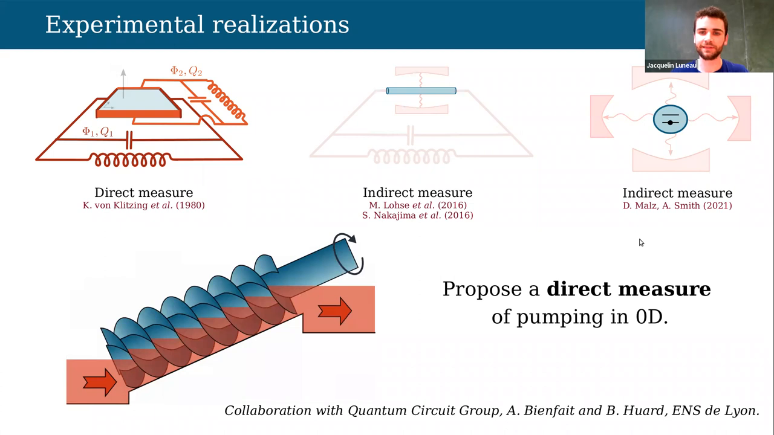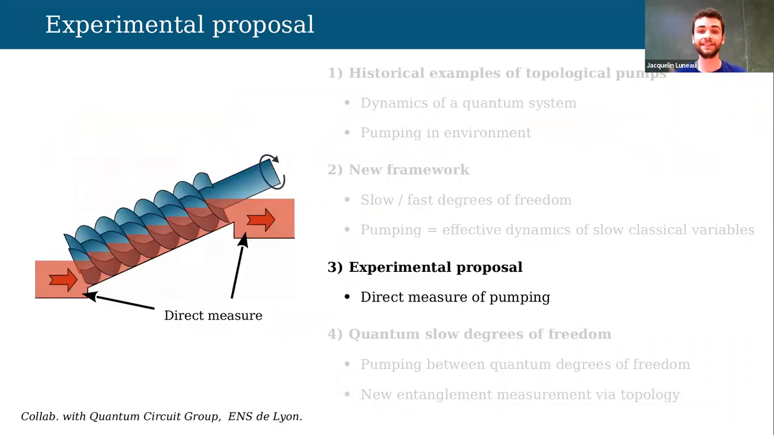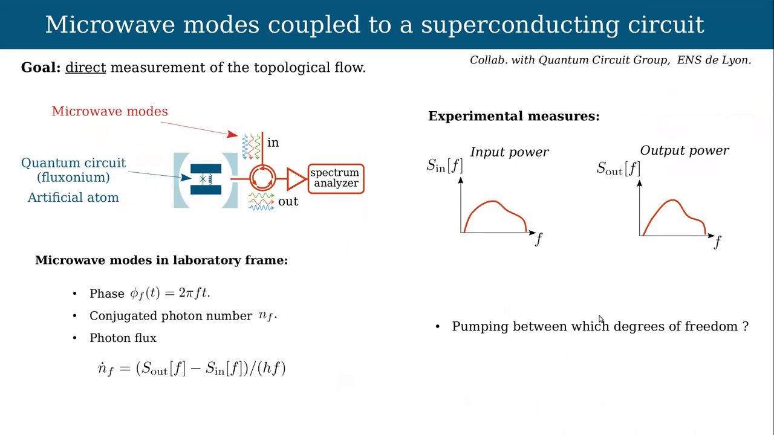So we did this experimental proposal in collaboration with the quantum circuit group here in the UNSW. So now I will detail this experimental proposal of direct measure of topological pumping. In this experimental proposal, the quantum system, the rotating screw, is a quantum circuit.